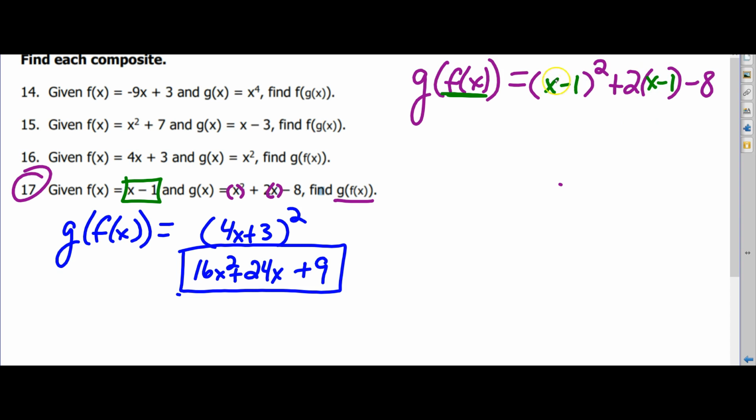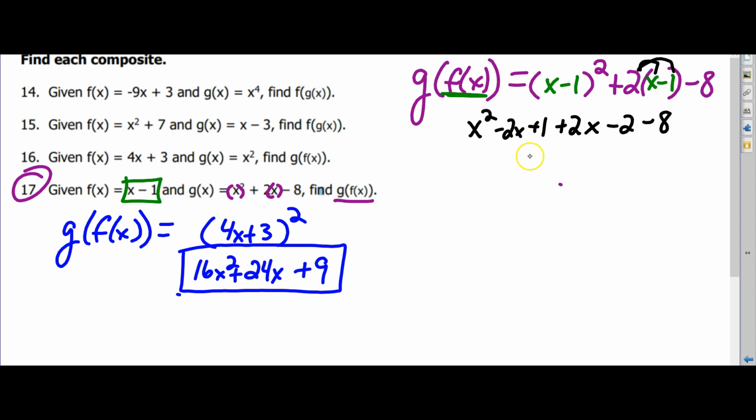And then from there, I'm just going to simplify it. So once again, we've got a binomial square. So we're going to take the shortcut here: square the first term, square the last term, multiply the two together, you get negative 1 times x is negative 1x, and double it, you get negative 2x's. Distribute this 2 over here, and bring down that negative 8.